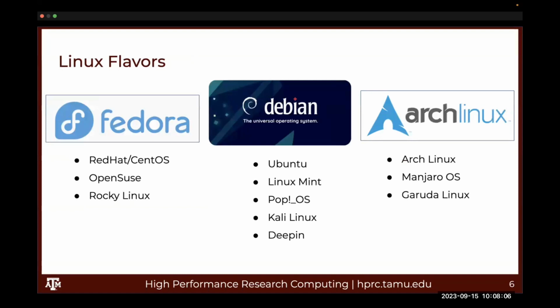It's really nice. Like I said, there are thousands of these distributions and operating systems. We kind of define them as flavors, if you will, and there are three main flavors. Fedora, which has Red Hat, OpenSUSE, and Rocky Linux. One of our clusters runs Rocky Linux, and the other ones run Red Hat. We have the Debian flavor, and that's going to be Ubuntu.